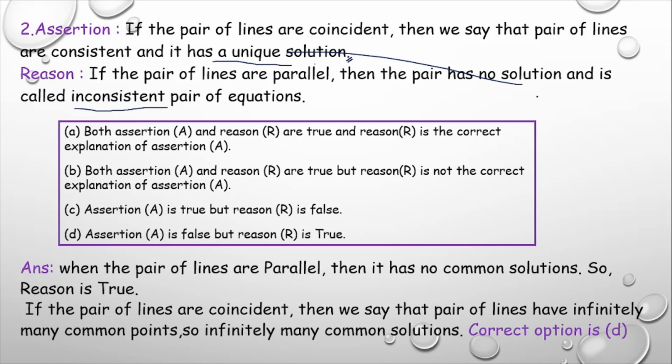In case of parallel lines, the lines will never meet at any place, so there is no solution. So inconsistent, the reason is true.